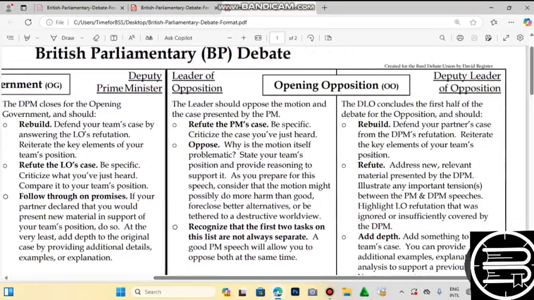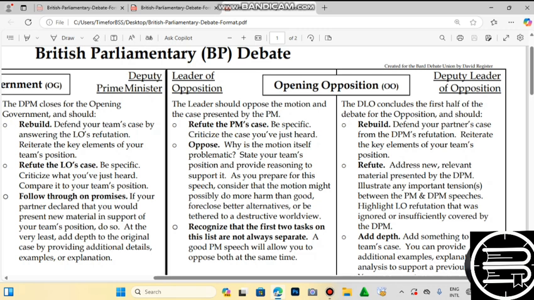So we have the deputy leader of opposition. So the deputy leader of opposition, his job is to conclude the first half of the debate because he's the last person to speak representing the opposition side. At the same time, he's the one who concludes the first half of the debate. So he should rebuild his case and defend your partner's case from the Deputy Prime Minister's refutation.